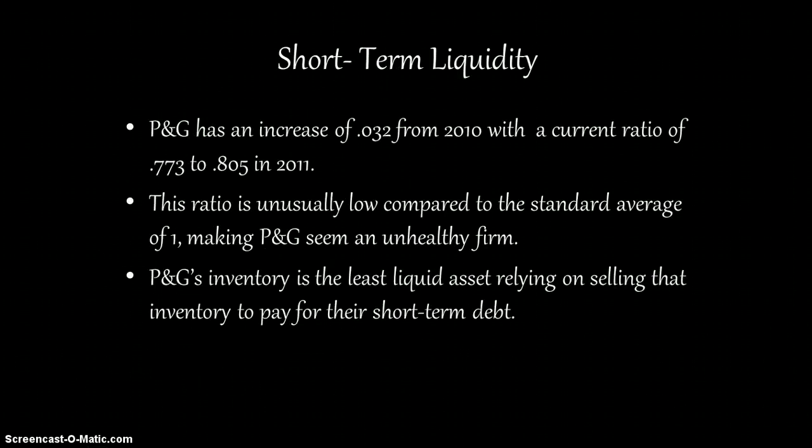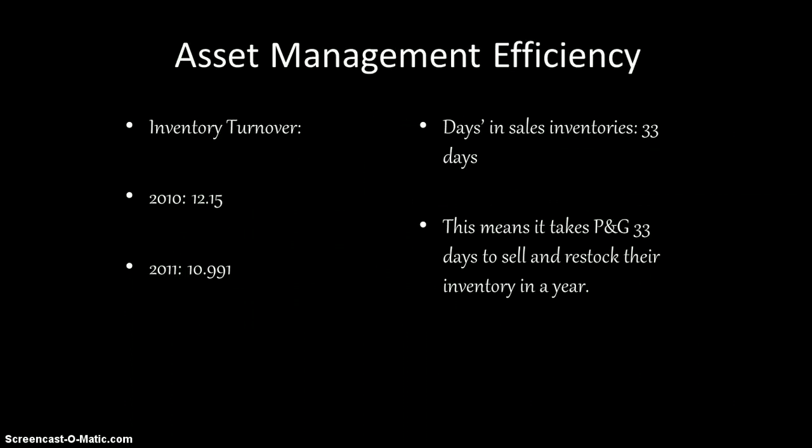Now we're going to talk about Procter & Gamble's financial ratios. First, let's look at short-term liquidity. Analyzing Procter & Gamble's short-term liquidity based on its current ratio of 0.805 in 2011, increasing from 0.773 in 2010, this ratio is unusually low. Procter & Gamble has over 50 brand names, and a large portion of their current assets is their inventory, which is the least liquid asset, and thus currently it seems as if assets are less than liabilities. Since the firm has an abundance of inventory, they rely on selling that in order to pay for their short-term debt.